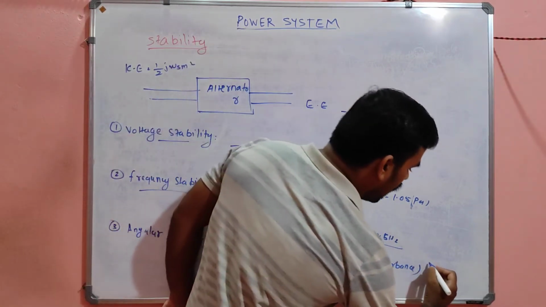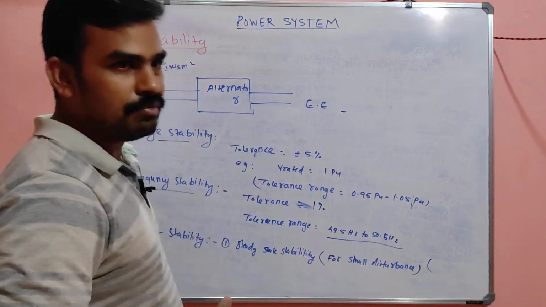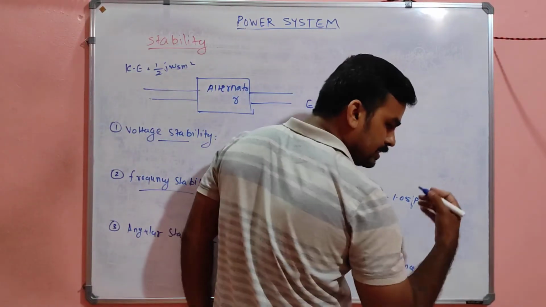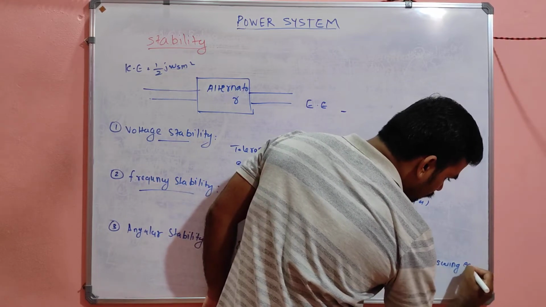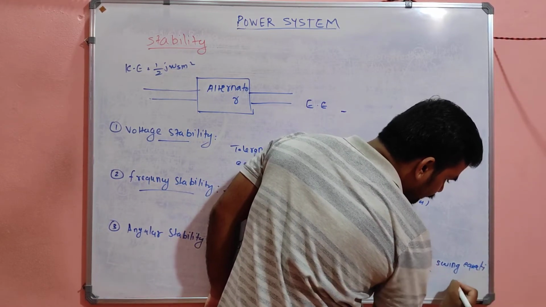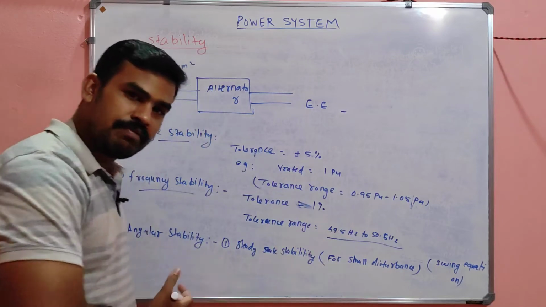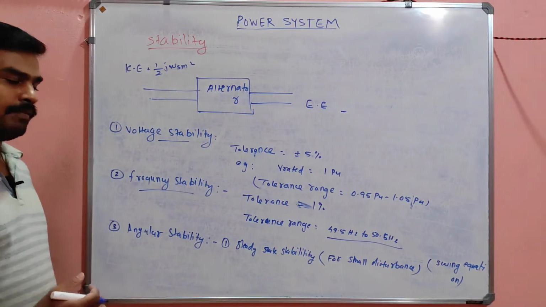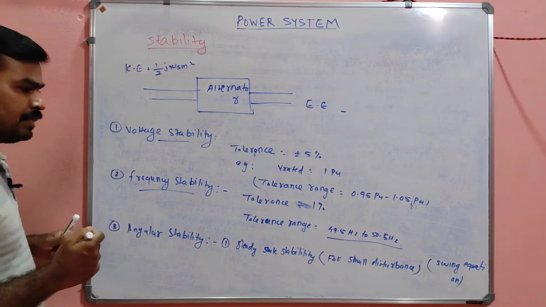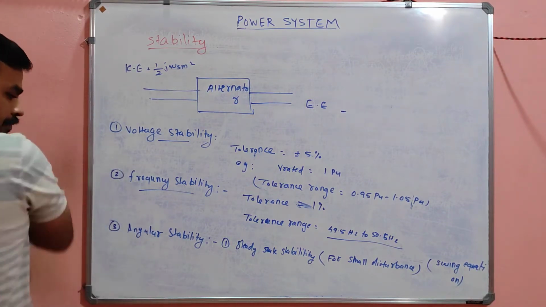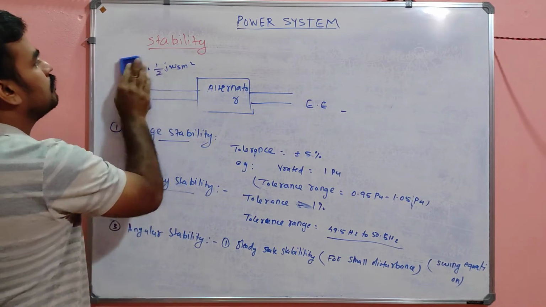And how can we find the steady state stability? There is a tool, an equation, for finding the steady state stability, which is known as the swing equation. These things we will discuss in detail later. This is just an introduction, take it as just an introduction. Okay, next, the second stability.